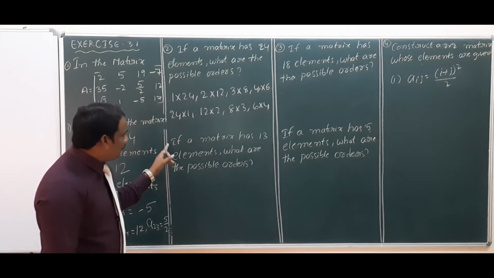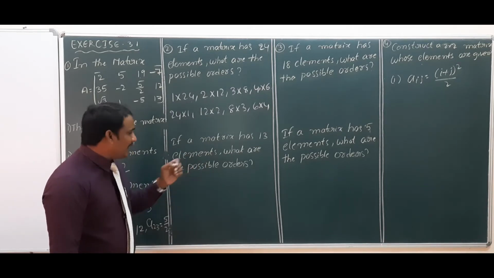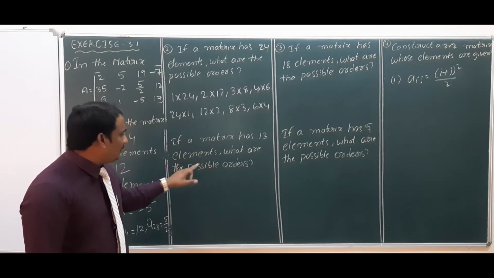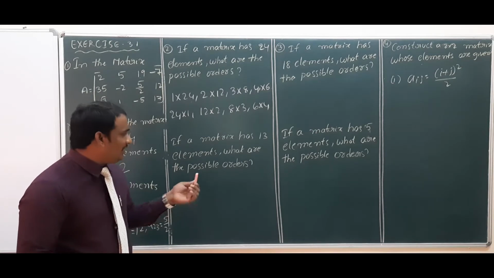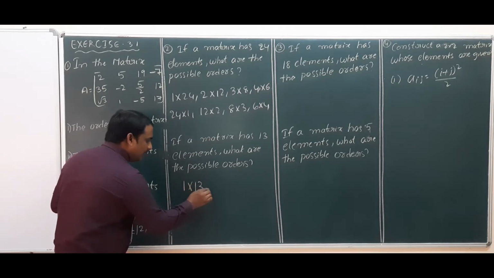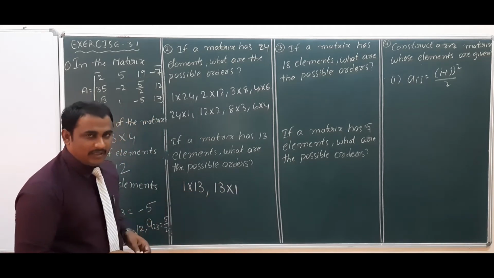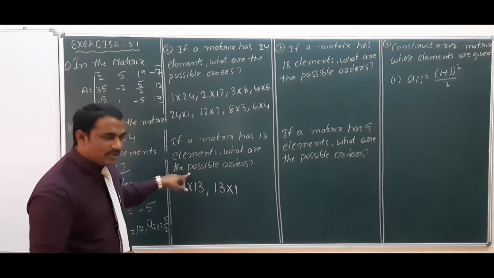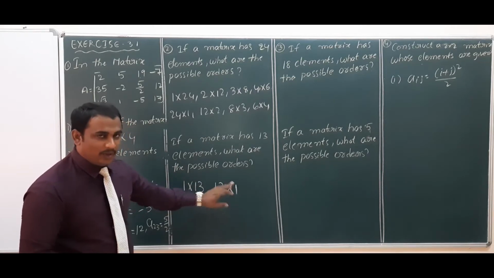Next question. If a matrix has 13 elements, what are the possible orders? 13 is a prime number. For a prime number, the possible factors are 1 by 13 and 13 by 1. Only two possible orders. Once again, if a matrix has 13 elements, the possible orders are 1 by 13 and 13 by 1.